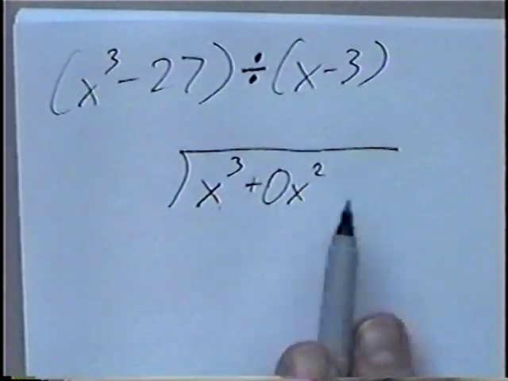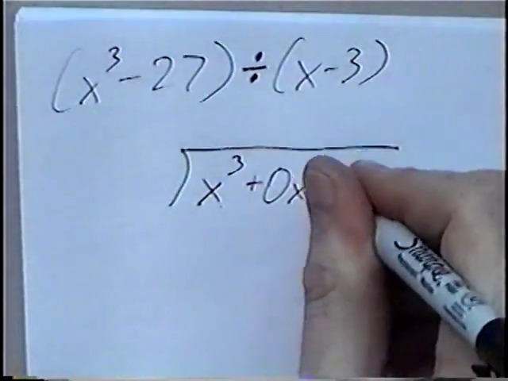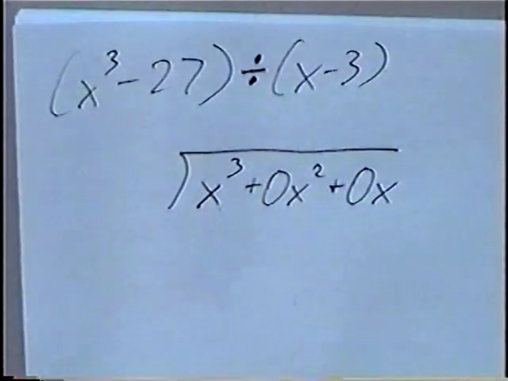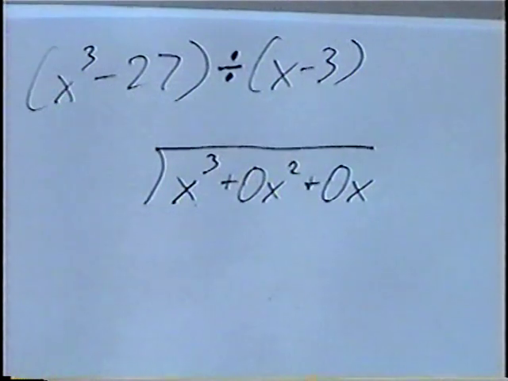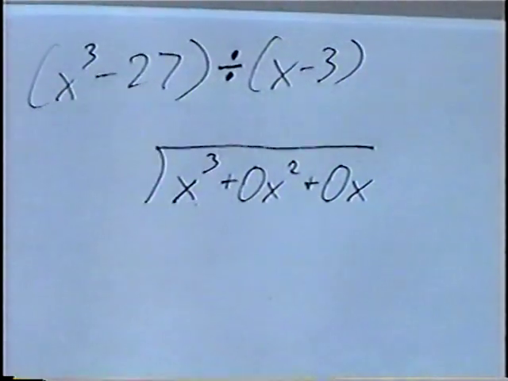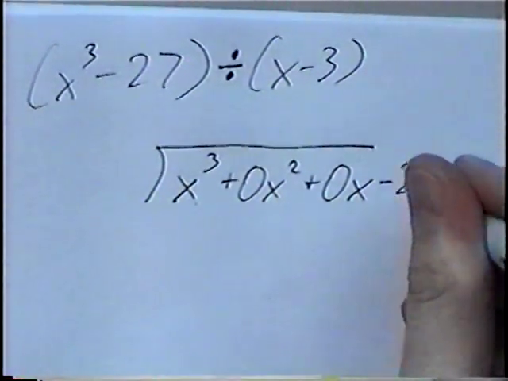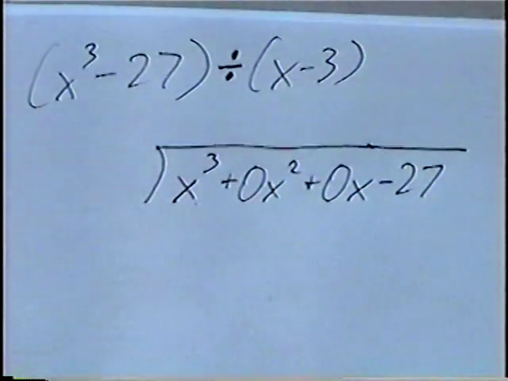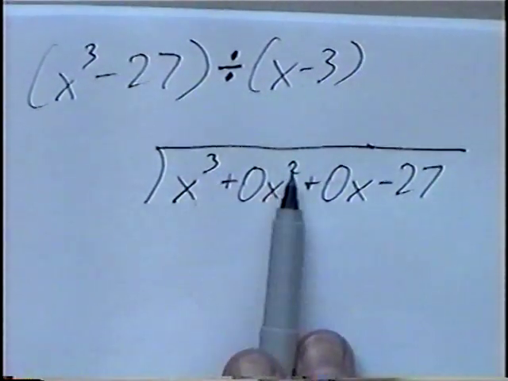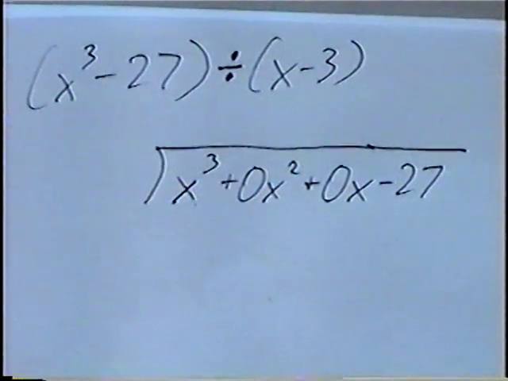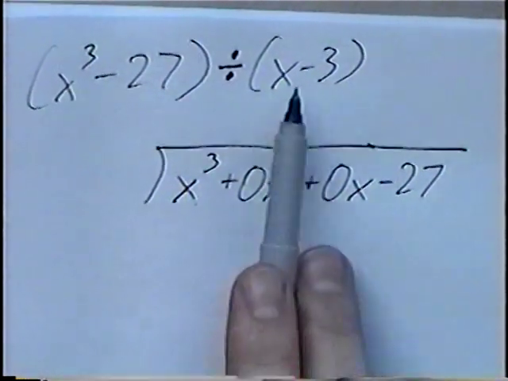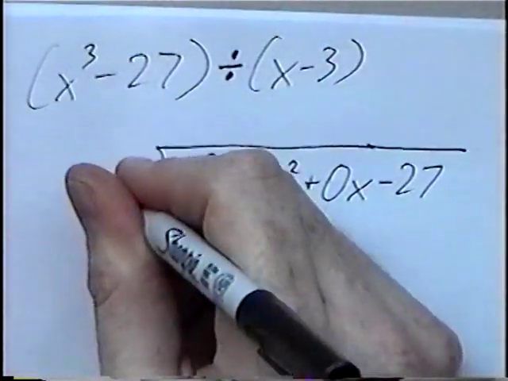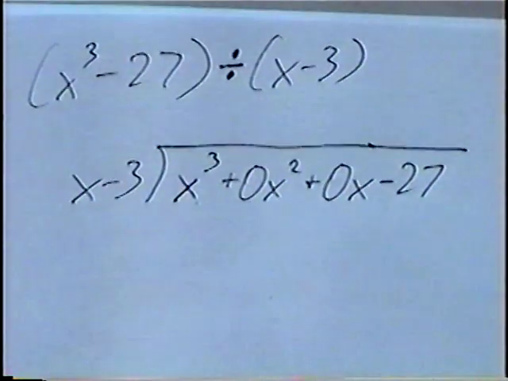After x squared, we'll have x. There is no x in the original question, so again we can add plus 0x. And after the x, we'll have the constant minus 27. When doing long division, it's very important to have all your placeholders and all of your exponents to get the correct answer. Dividing by x minus 3, we can put outside the dividing symbol.